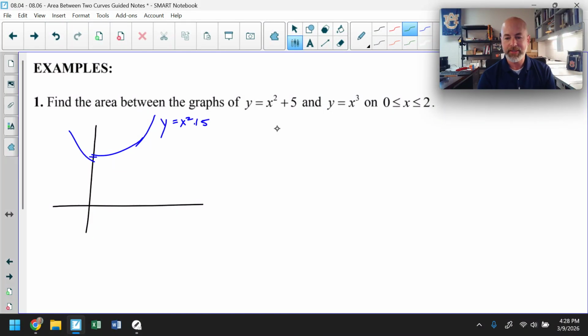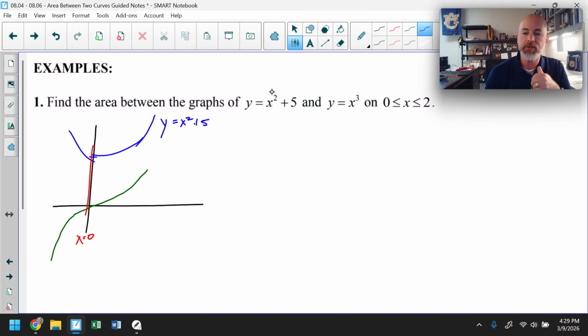And then y equals x cubed comes up through the origin, and then I need to start at x equals 0. So here's x equals 0, and x equals 2. And if I plug 2 into both of these functions, 2 squared plus 5 is 9, and 2 cubed is 8.